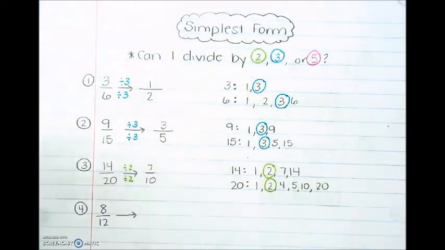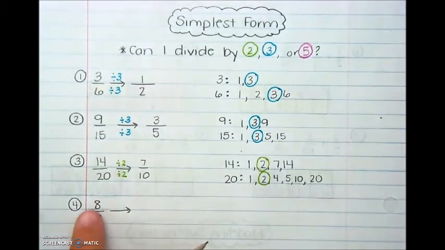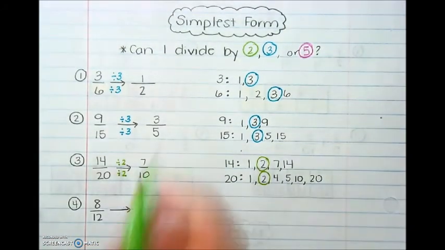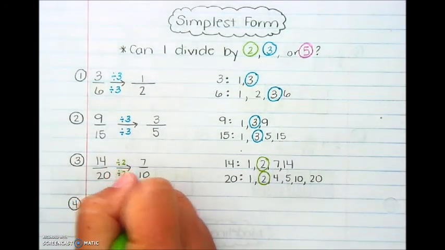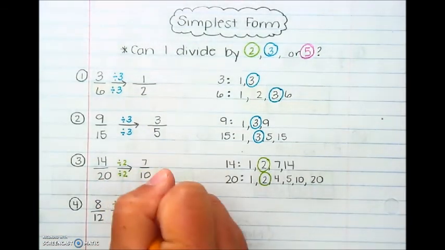All right, let's look at one more example. This time I have 8/12. 8 and 12 can both be divided by 2. So when I divide 8 by 2 and 12 by 2, I end up with 4/6.